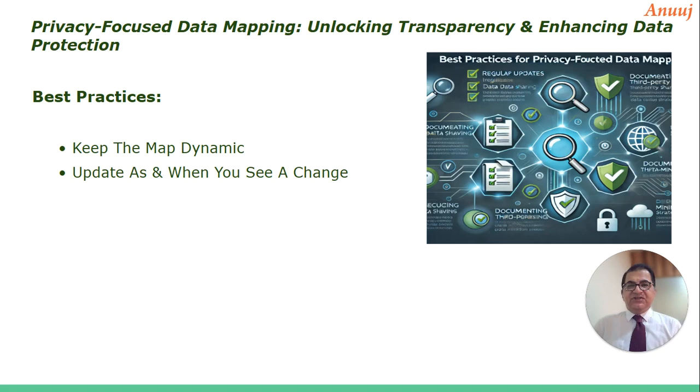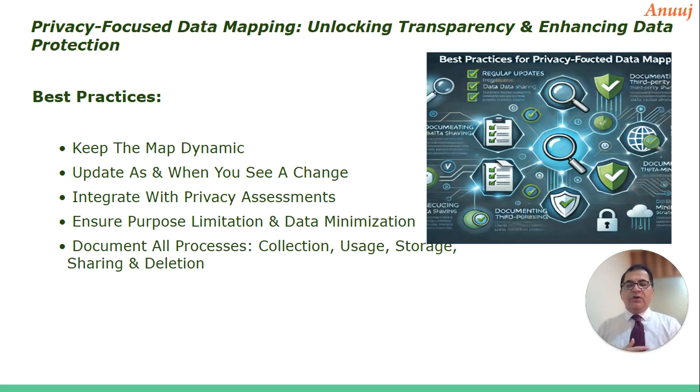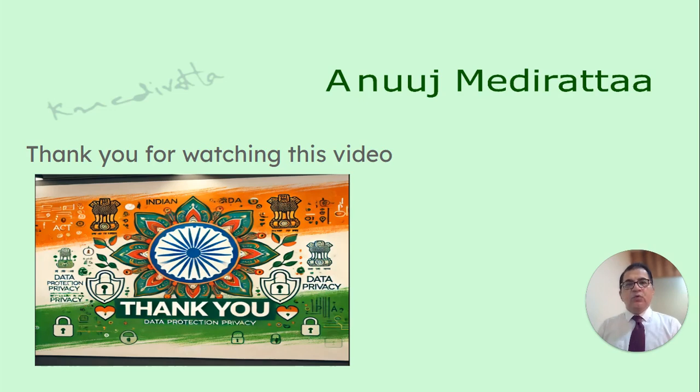Update it as and when you see a change in any of the processes, any of the 5 processes. Which 5 processes? Collection, usage, storage, sharing with third parties, and deletion of any personal data that you had collected. Integrate them with privacy assessments. Ensure that there is purpose limitation. Ensure that there is data minimization, and document all your processes properly. Processes: collection, usage, storage, sharing, and deletion. So that's about the privacy-focused data mapping that can help you meet the governance and regulatory requirements of privacy.